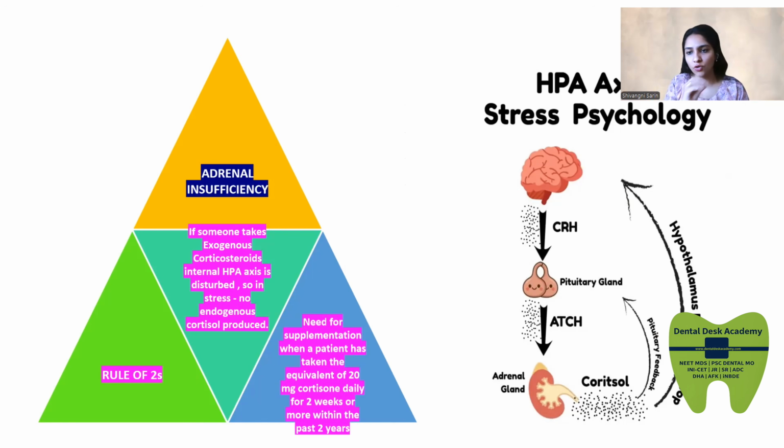So if the patient comes under this rule of twos, that is, he has been taking corticosteroids, you cannot rely on his internal mechanism acting. So in such a case, what will you be doing? You need to tell the patient to continue his exogenous corticosteroids on the day. And also, you can talk with your general medicine specialist. If it is possible, they may also increase the dose in certain cases. But yes, do not stop the exogenous corticosteroids if the patient comes under the rule of twos, because this internal mechanism of the HPA axis will not be acting normally because of the exogenous corticosteroids he has been ingesting.